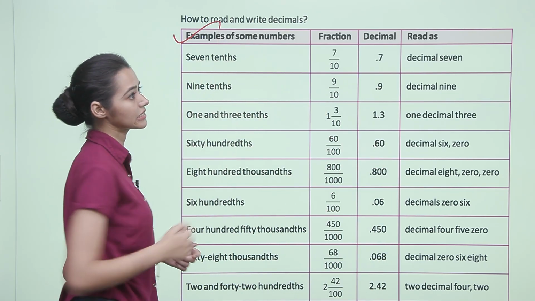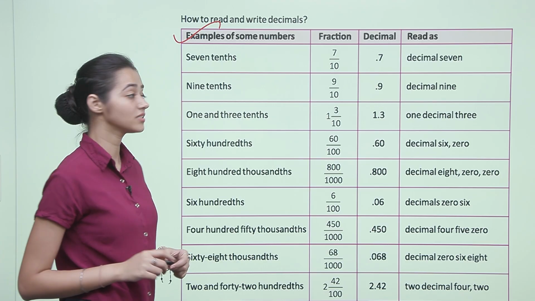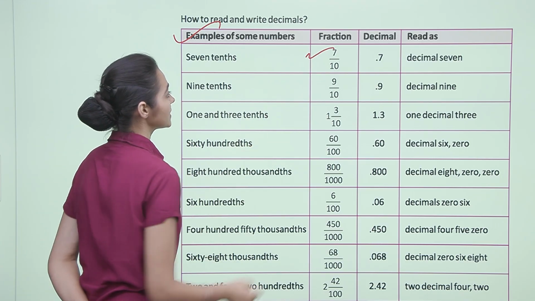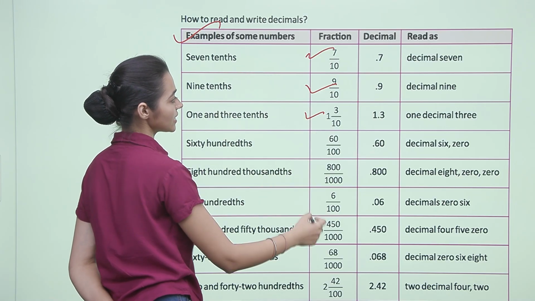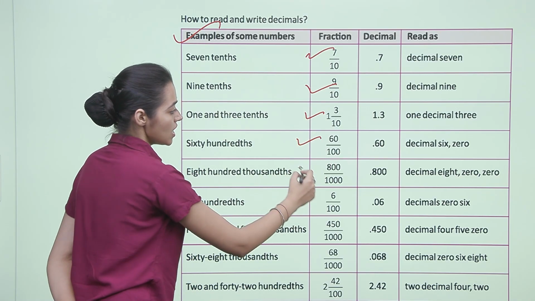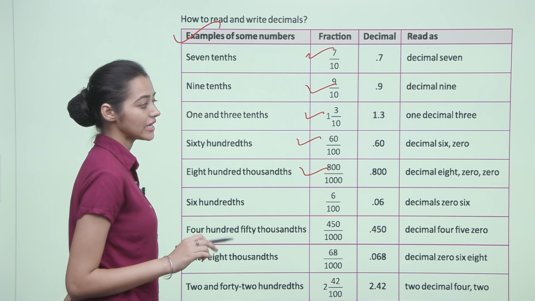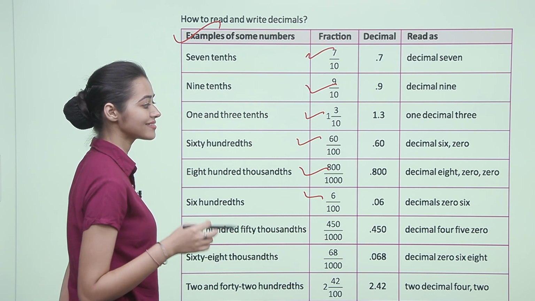Now how to read and write decimals? Here is the explanation of some numbers. 7 tenths, that is 7 by 10, 0.7. 9 tenths, that is decimal 9. 13 by 10, that is 1.3. 6 by 10, that is 0.6. 80 by 100, that is decimal 80. 6 by 100, that is 0.06.